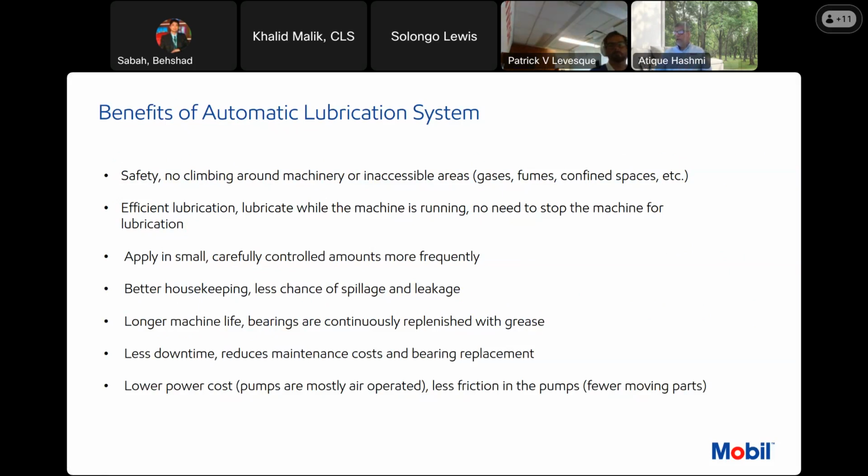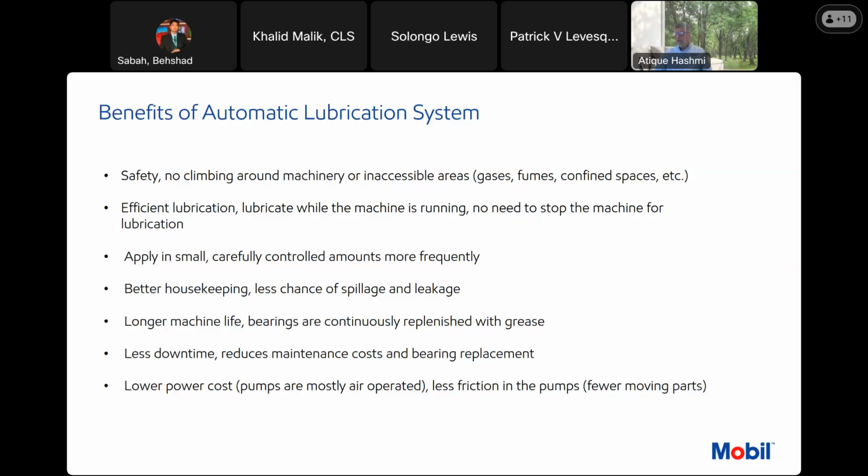And efficient lubrication: lubricate while the machine is running. No need to stop the machine for lubrication. Apply a small, carefully controlled amount more frequently. I will discuss more about what that means and how we decide what type of valves we are assigning to any equipment. Another benefit is better housekeeping, less chance of spillage and leakage. Longer machine life because bearings are continuously replenished with grease, less downtime, reduced maintenance, and lower power cost.